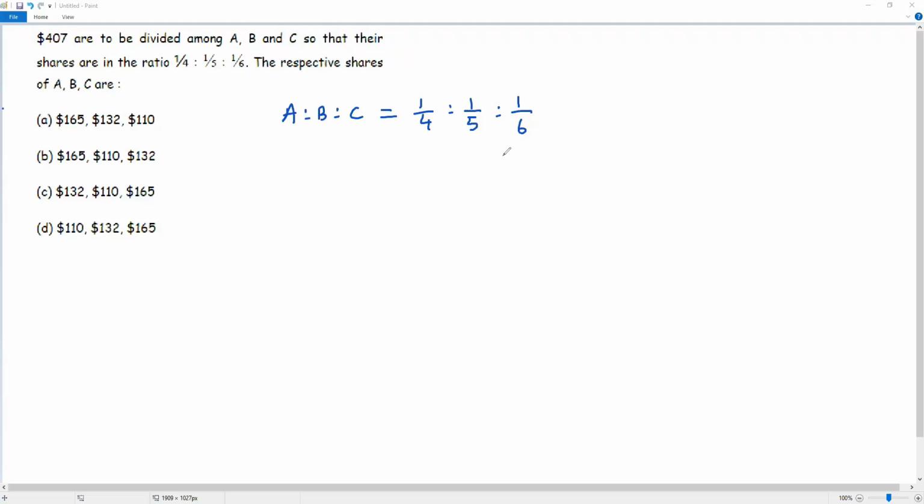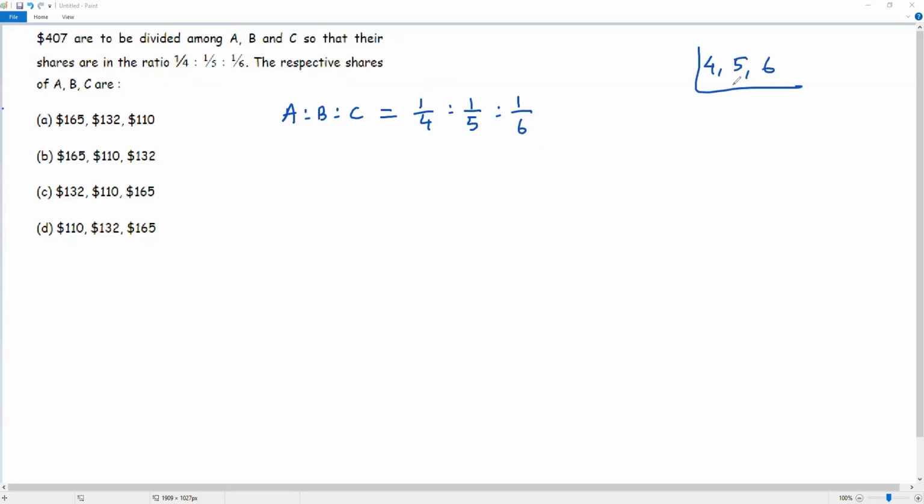Okay, to find the shares of A, B, and C, first I need to convert the terms of the ratio to integers, because each term is a fraction. Instead of having fractions, if the terms of the ratio are integers, it will be easier for me to do calculations. So for that, I have to find the least common multiple of the three denominators, 4, 5, and 6.